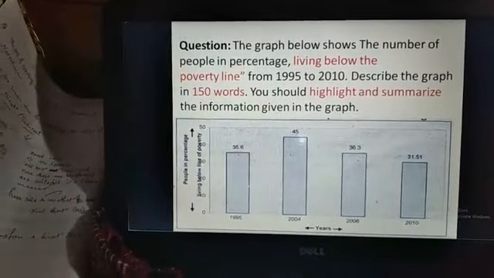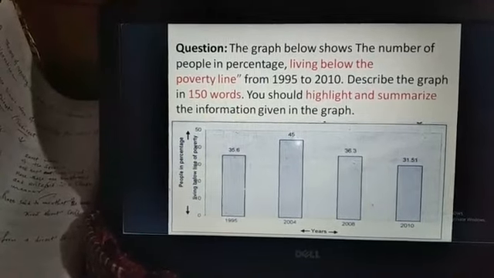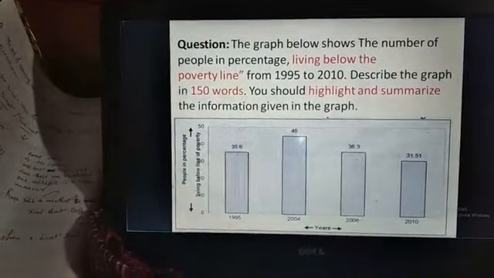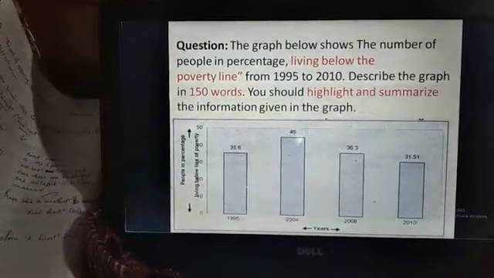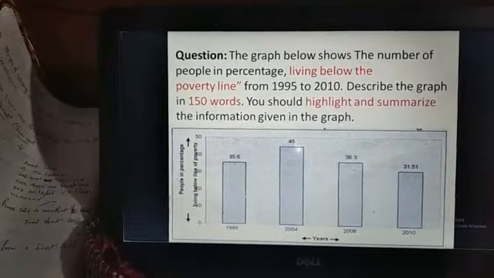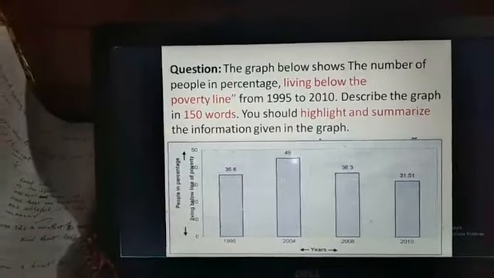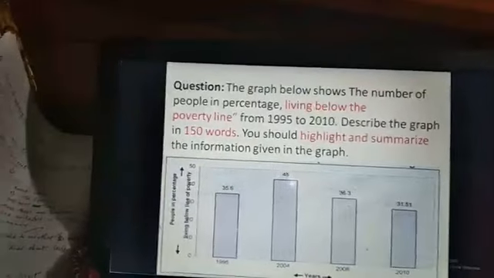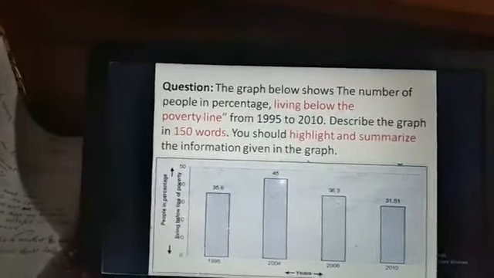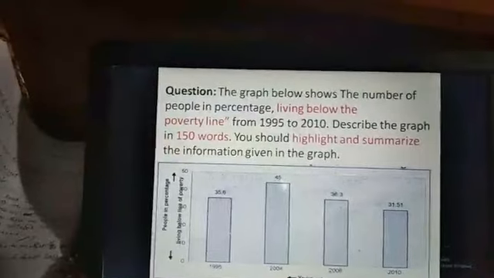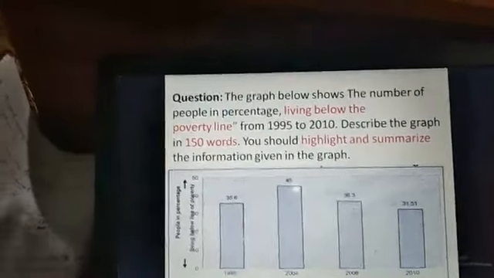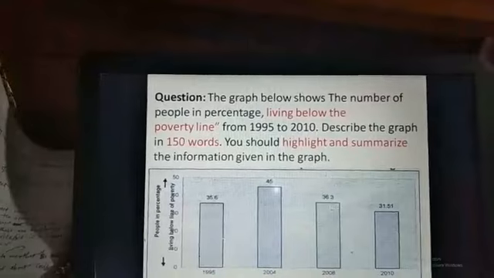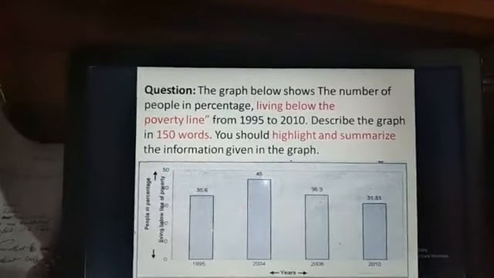And here another phrase, 150 words. That means you have to write about 150 words. And number 3 is highlight and summarize. Highlight means you have to show the topic or the information you found, and you have to summarize it. Already I have mentioned a picture tells 1,000 words, and a graph and chart is more than a picture.